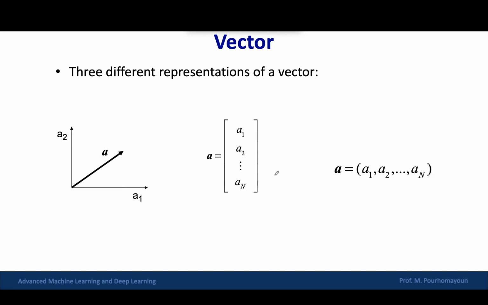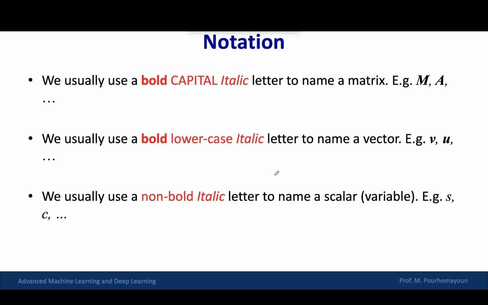So these are the three different representations of a vector, as you can see. This is the notation that I talked about before to make them separate. These are the standard notations that you can see in textbooks and articles. Usually when we use a letter which is bold, capital and italic, it means that it is a matrix. So M and A are matrices here.